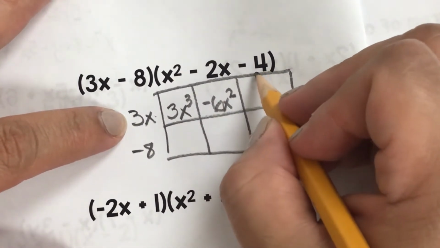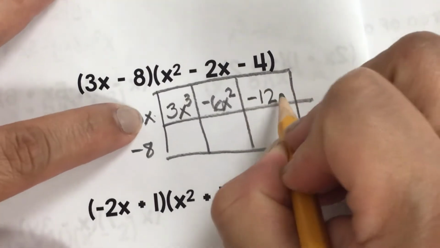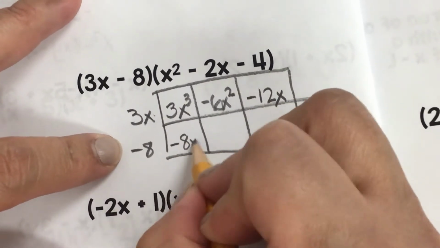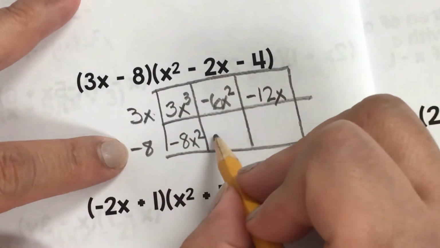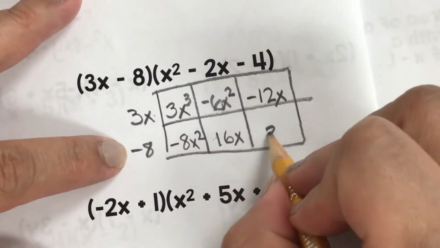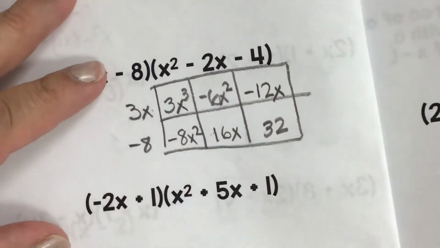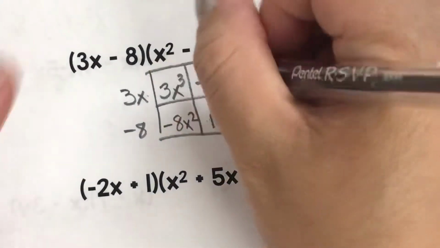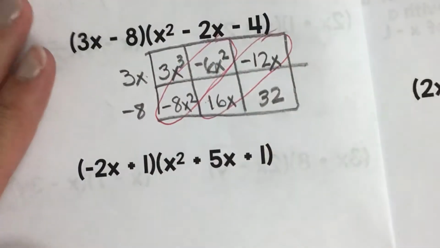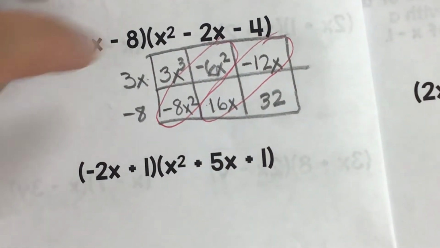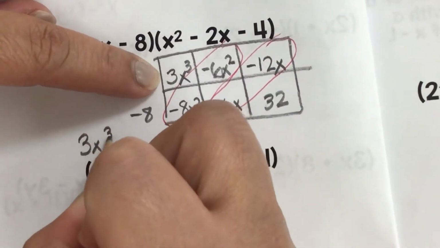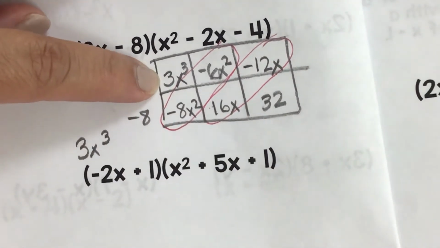Negative 4 times 3 is a negative 12. Don't forget the x. This becomes negative 8x squared. This is a positive 16x. And then this would be a positive 32. It's really cool when you do it this way because you can see the like terms, if there is any, side by side. This one does not have the like terms. To put it in standard form, that's why we're writing the biggest exponent first.